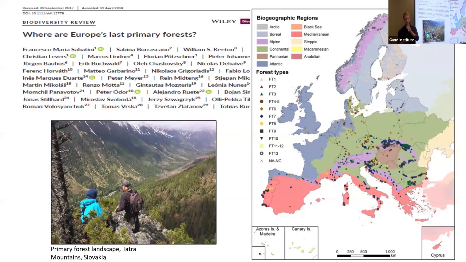By the way, just a side note, it's just not true that Europe doesn't have places like this. It's not true. Europe actually has quite a bit of old forest left. And you can even find places like this where you see these dynamics happening at a landscape scale.